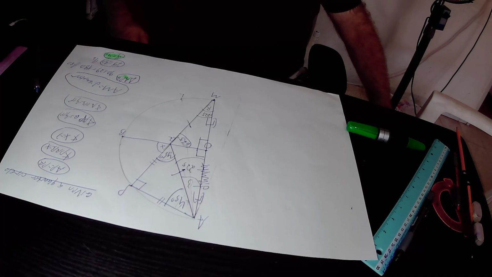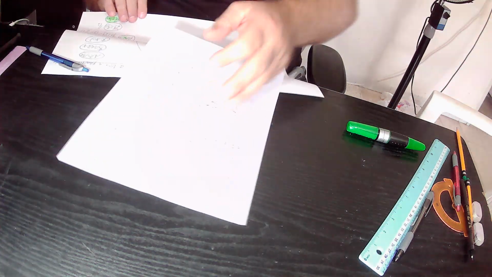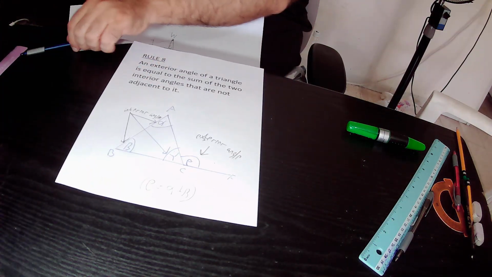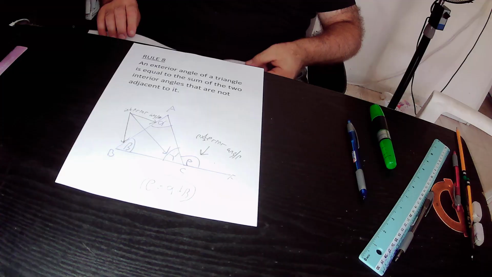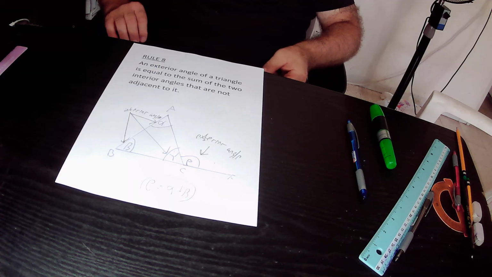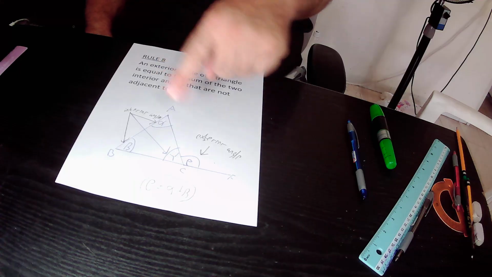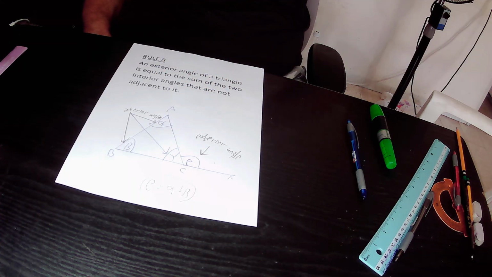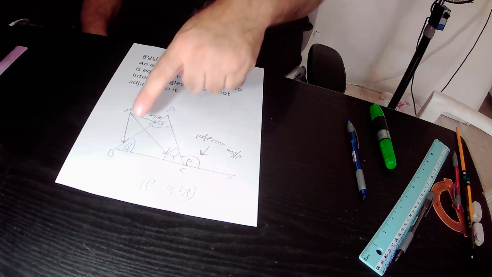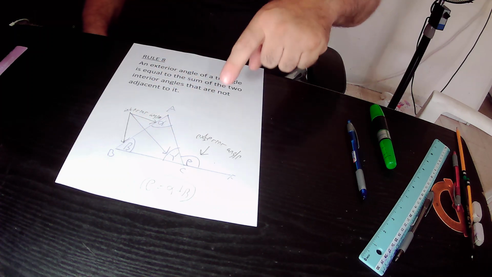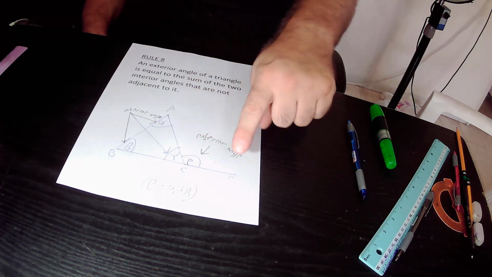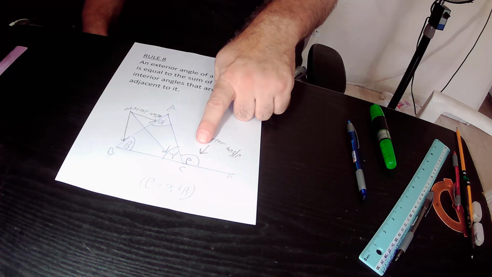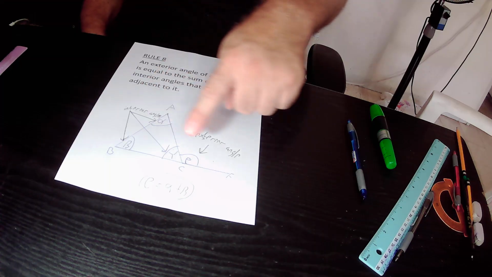So according to rule 8, an exterior angle of a triangle is equal to the sum of the two interior angles that are not adjacent to it. So this is triangle ABC that could be any triangle. These angles alpha, beta, and gamma are defined as interior angles because they are located inside triangle ABC, while this is angle E. Angle E is defined as an exterior angle of triangle ABC because it is located outside triangle ABC.